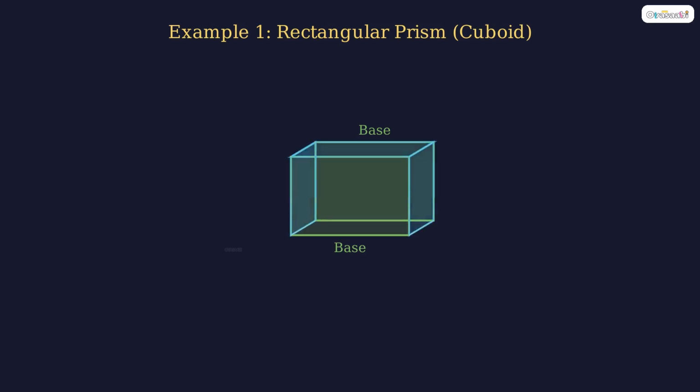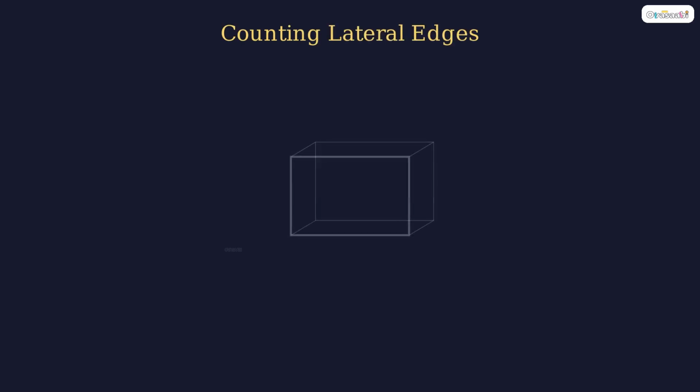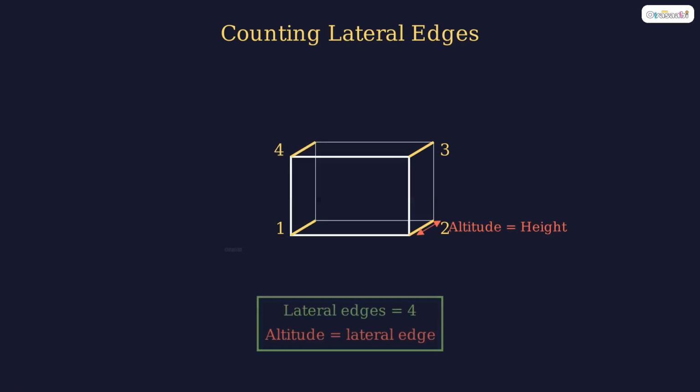Example 1. This cuboid is a rectangular prism. It has two rectangular bases on top and bottom. The four lateral surfaces are also rectangles. Let us count the vertical edges connecting the two bases. 1, 2, 3, 4 lateral edges. The altitude is the height of the prism. For a right prism, altitude equals the lateral edge length.